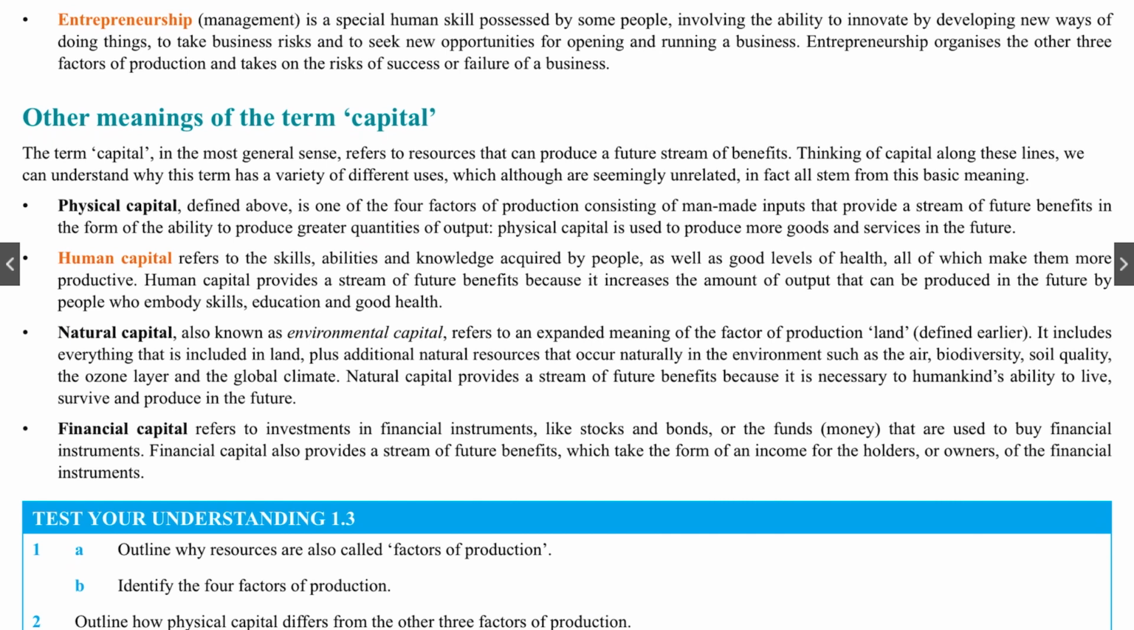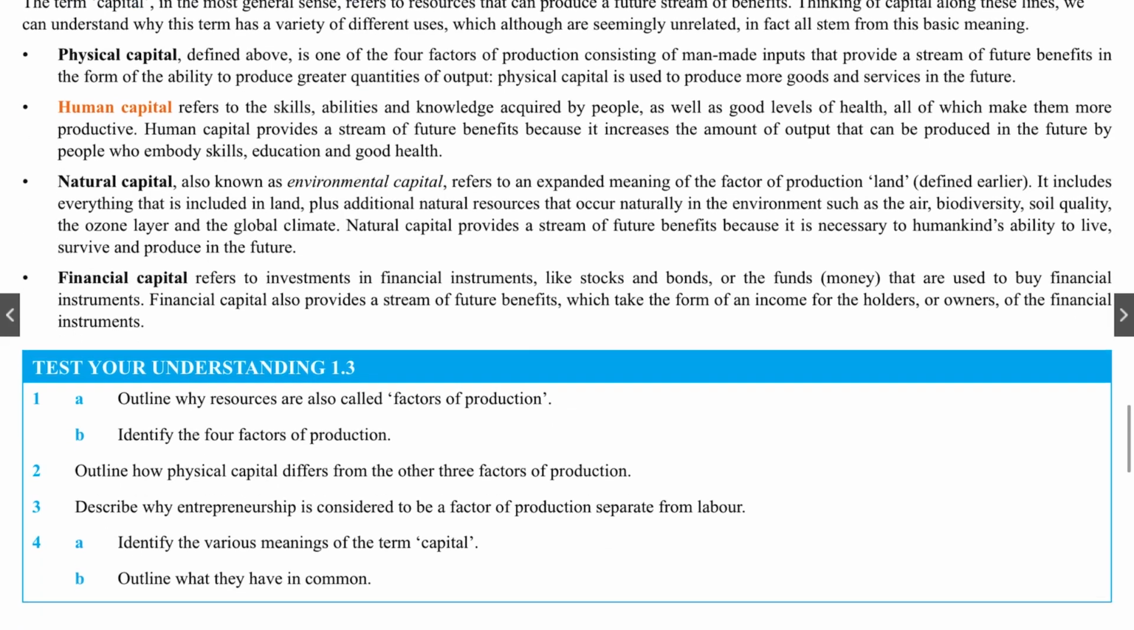Then we have financial capital, which includes stocks and bonds. These are used to buy financial instruments. We don't need to talk about stocks and bonds yet. That comes later on, and it's quite complicated. So we can skip that for now.